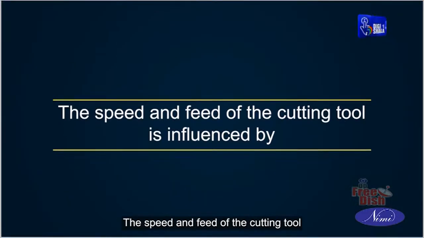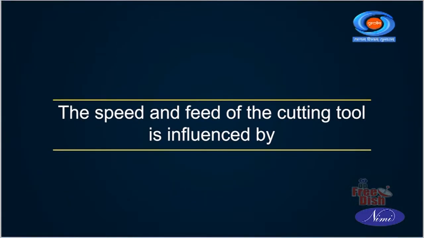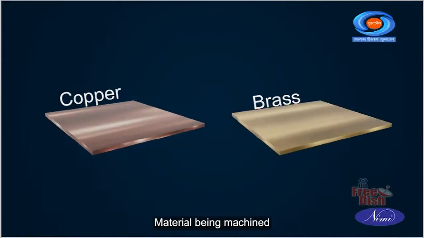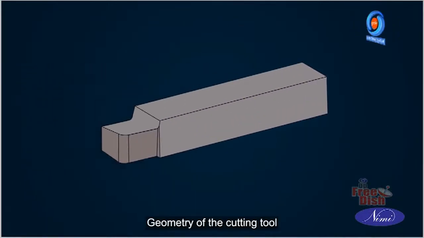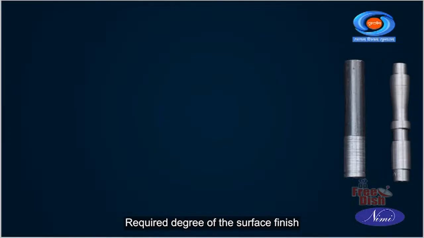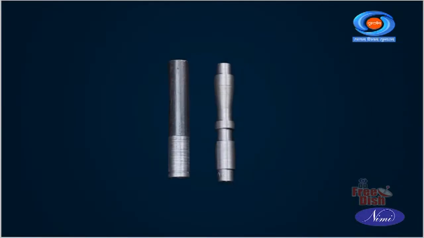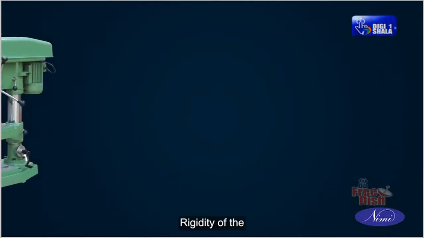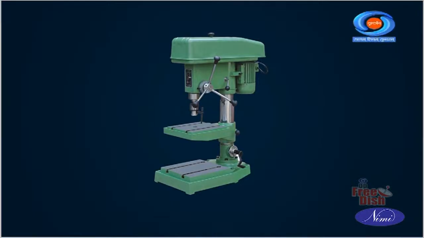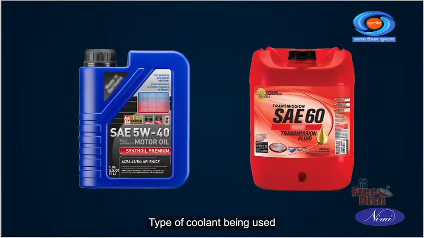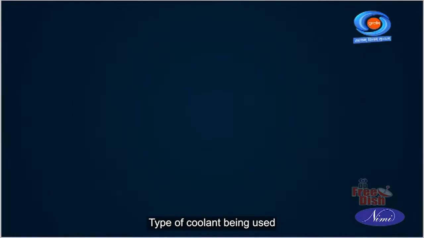The speed and feed of the cutting tool is influenced by material being machined, material of the cutting tool, geometry of the cutting tool, required degree of the surface finish, rigidity of the machine tool being used, type of coolant being used.